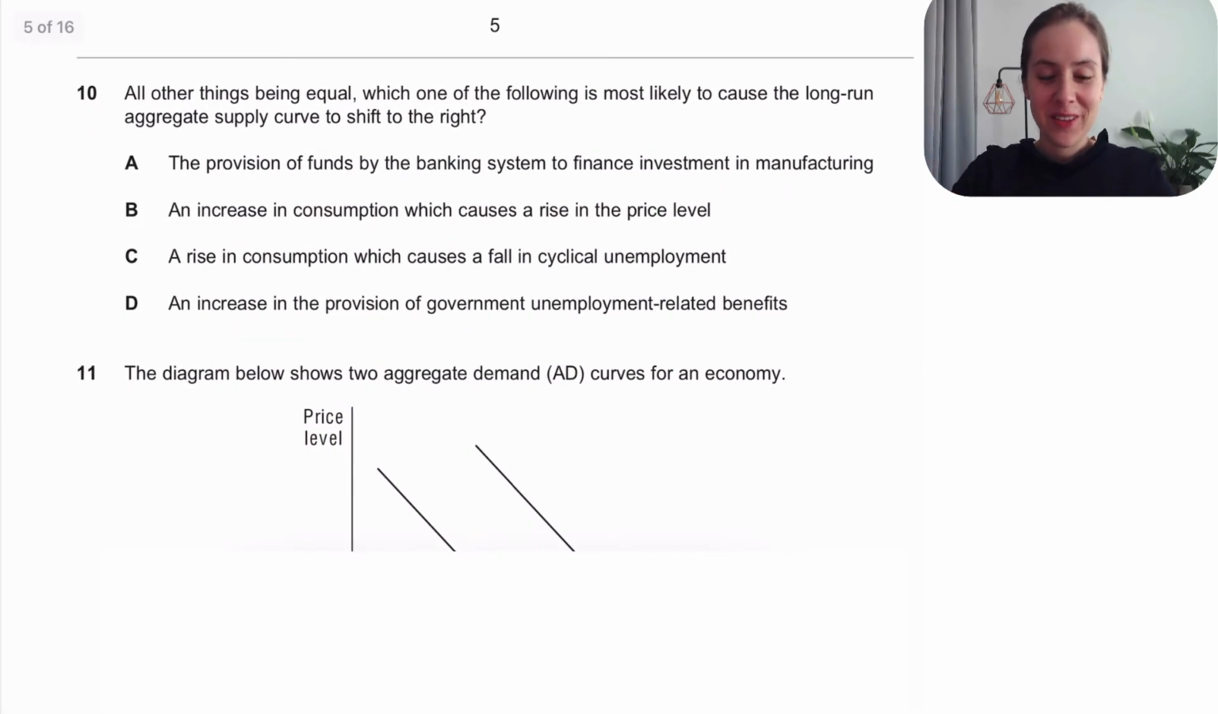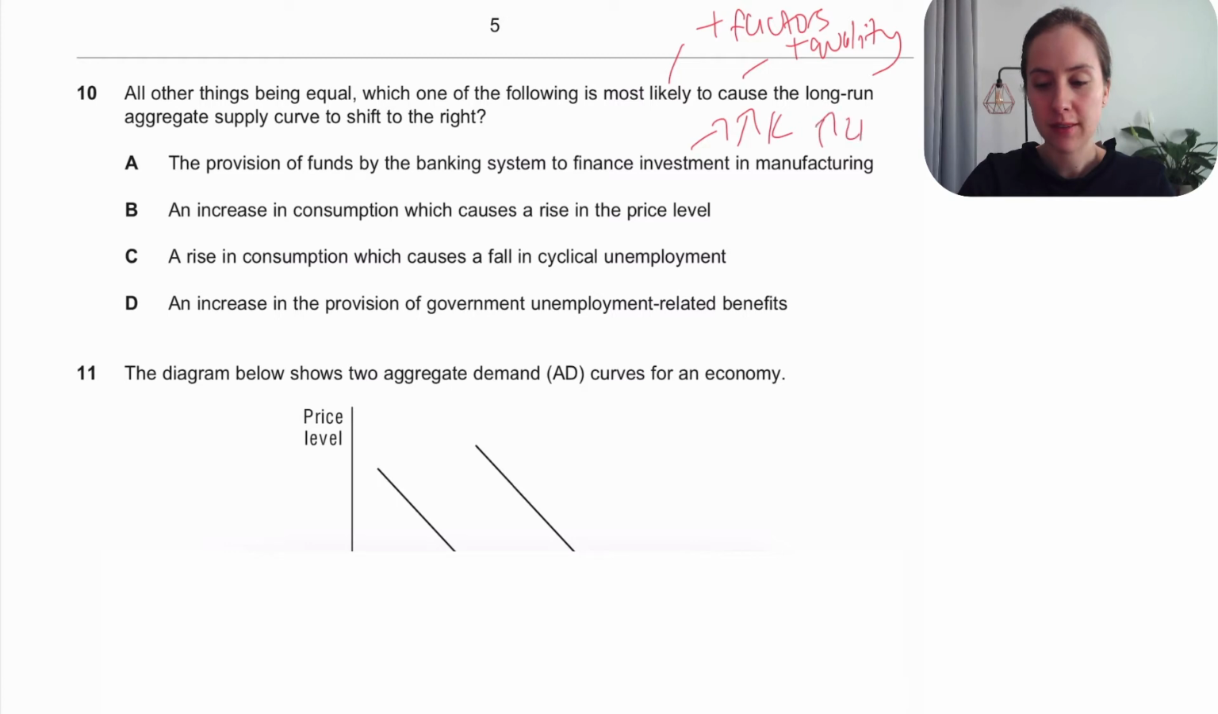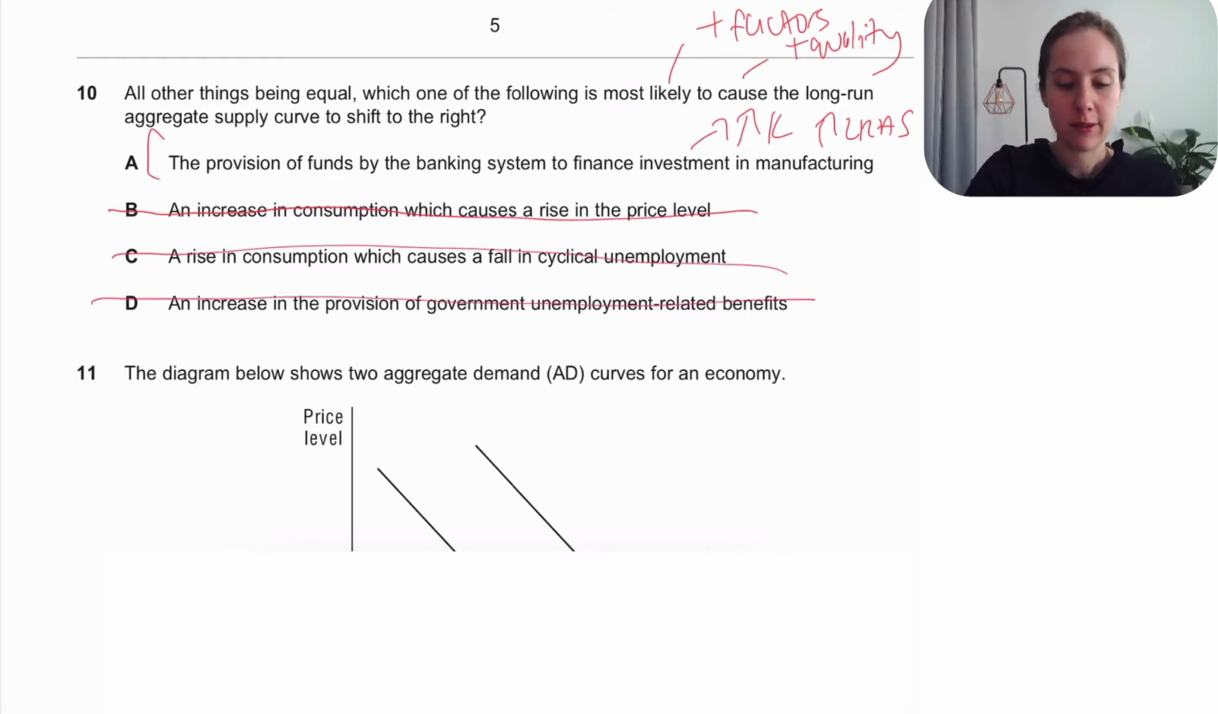A lot of no. Which of the following is most likely to cause the long run AS curve to shift to the right? We're looking for more factors or higher quality of those factors of production. So the provision of funds to finance investment. Okay, so if there's more investment, there'll be more capital. More capital means more long run AS. I mean, this sounds like it's okay. An increase in consumption which causes a rise, no. That looks like it's an AD factor. Rise in consumption, AD. More unemployment benefits, AD stuff. So that looks like the best option.